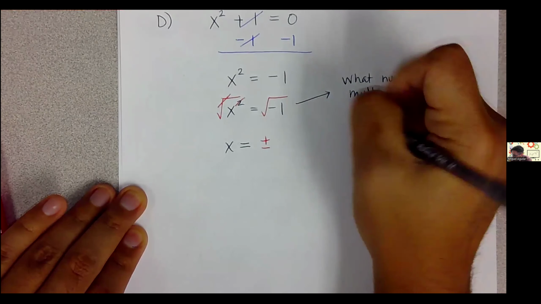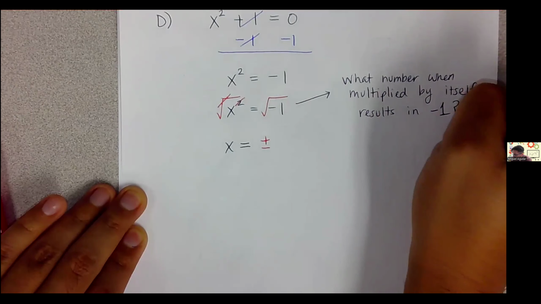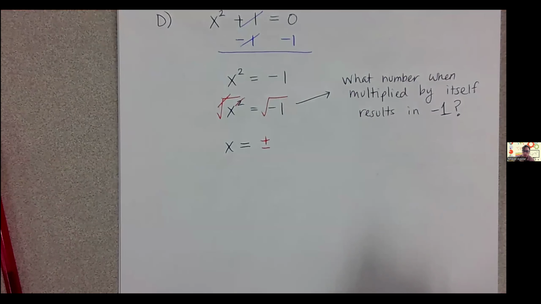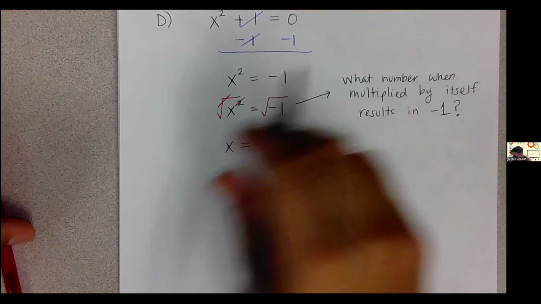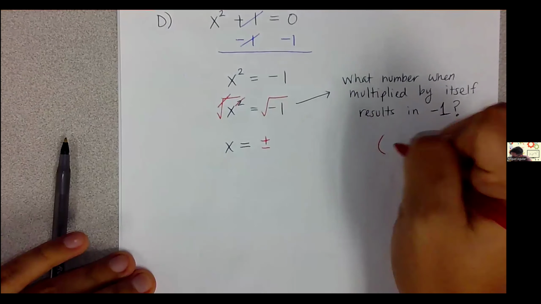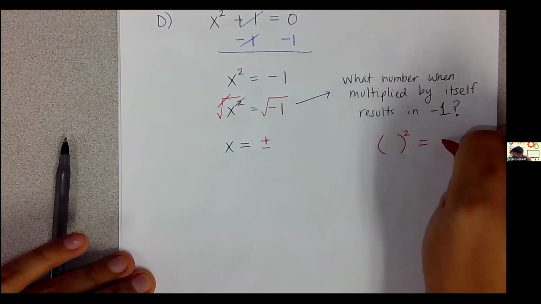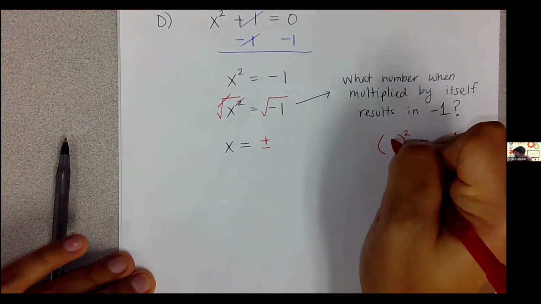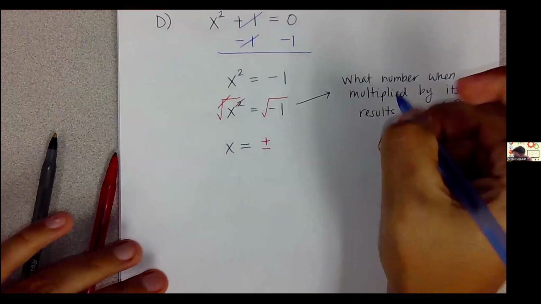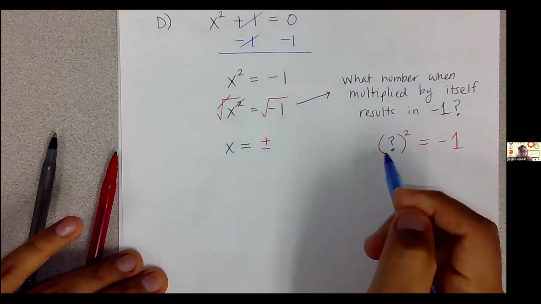Or results in negative 1. Okay, what number when multiplied by itself results in negative 1? So we might say we have something squared equals negative 1, and that's what we're looking for. We're looking for this missing piece.